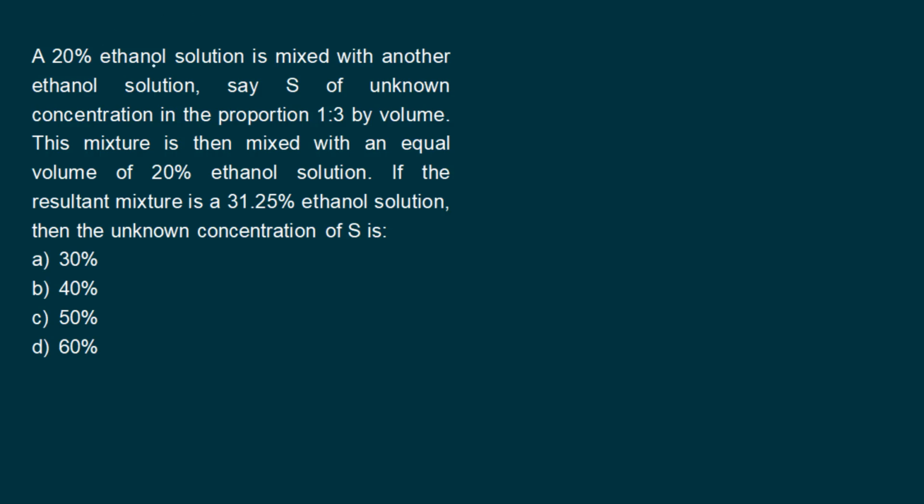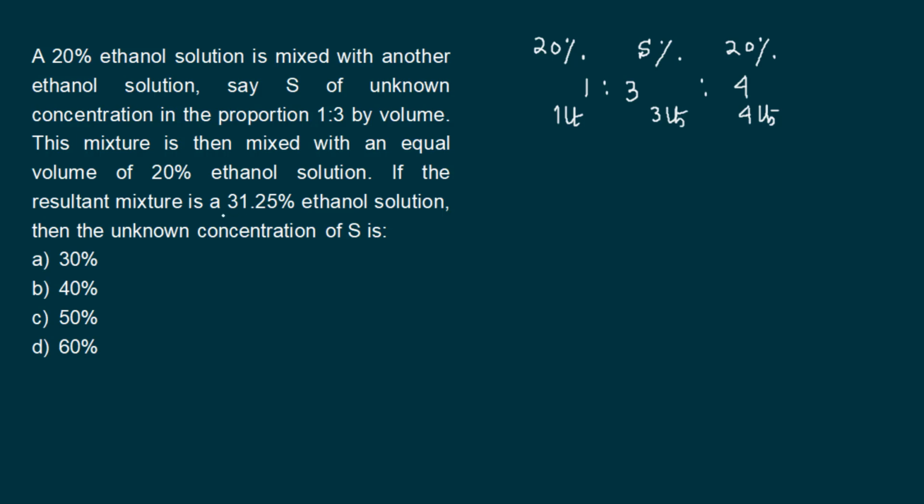A 20% ethanol solution is mixed with another ethanol solution, say S of unknown concentration, in the proportion 1:3 by volume. This mixture is then mixed with an equal volume of 20% ethanol solution. So now we have one more 20% ethanol solution, equal volume. So let me take this as 1 liter, this as 3 liters, and then this as 4 liters. Okay, so this would be in the ratio 1:3:4.